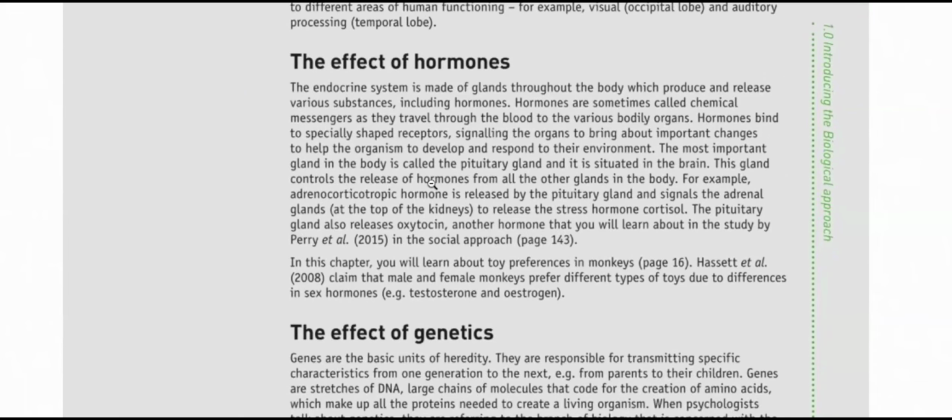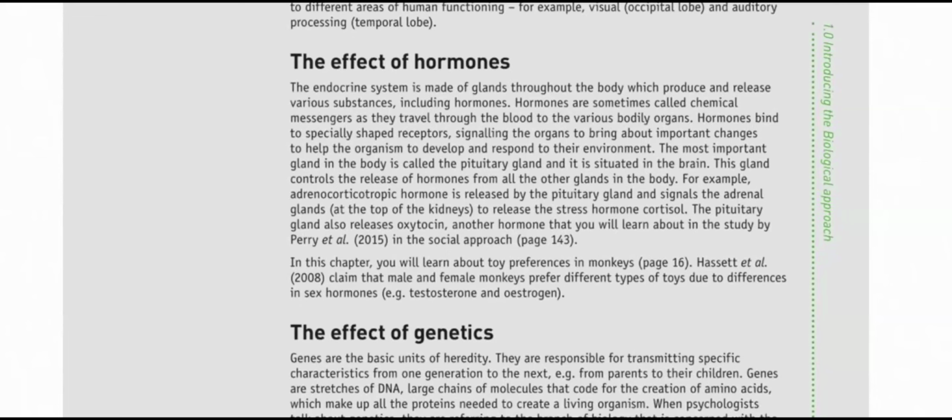So, the effect of hormones. In order to understand this, we need to know a little bit about the endocrine system, right? The endocrine system is made of glands throughout the body which produce and release various substances, including hormones. Hormones are sometimes called chemical messengers as they travel through the blood to the various bodily organs. Hormones bind to specially shaped receptors, signaling the organs to bring about important changes to help the organism to develop and respond to their environment.